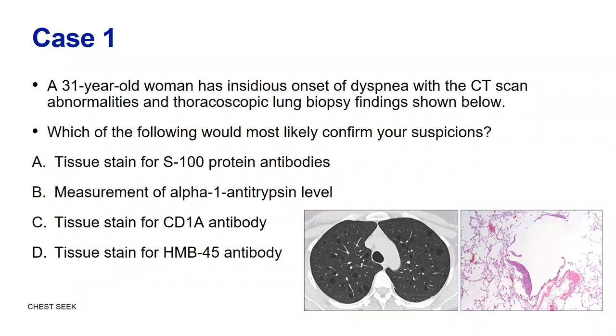A, a tissue stain for S100 protein antibodies. B, measurement of alpha-1 antitrypsin level. C, a tissue stain for a CD1A antibody, or D, a tissue stain for HMB45 antibody.